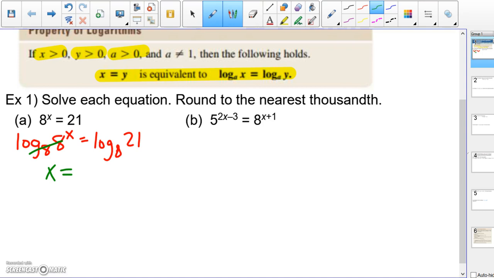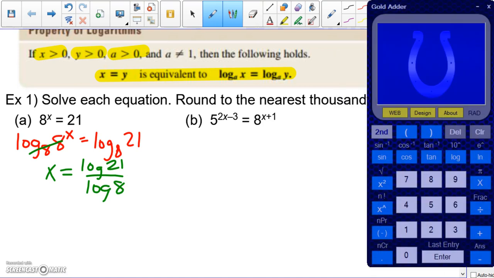Now over on the right side we have to use our change of base formula. So we know log base 8 of 21 is going to be log 21 over log 8. And that becomes a calculator question. So round to the nearest thousandth it says, so x is approximately 1.464.